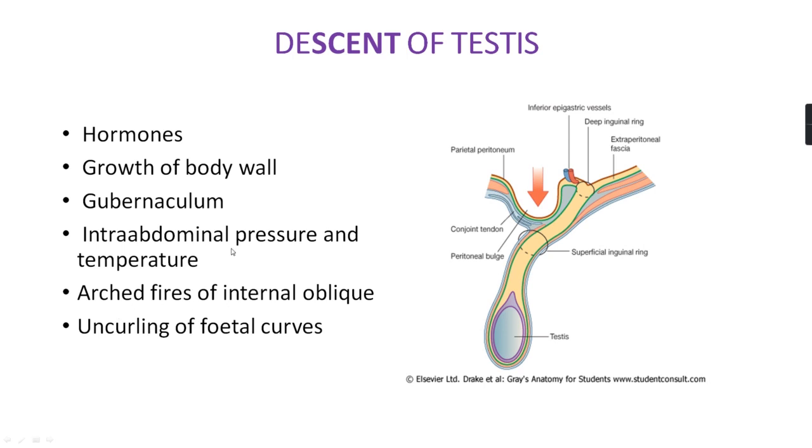So the arch fibers of the internal oblique help in the descent of the testes. And the last factor is uncurling of the fetal body. We know during development, first the fetal position is in flexion, and then ultimately it becomes extended. So uncurling of the fetal curves is one of the responsible factors for the descent of the testes.